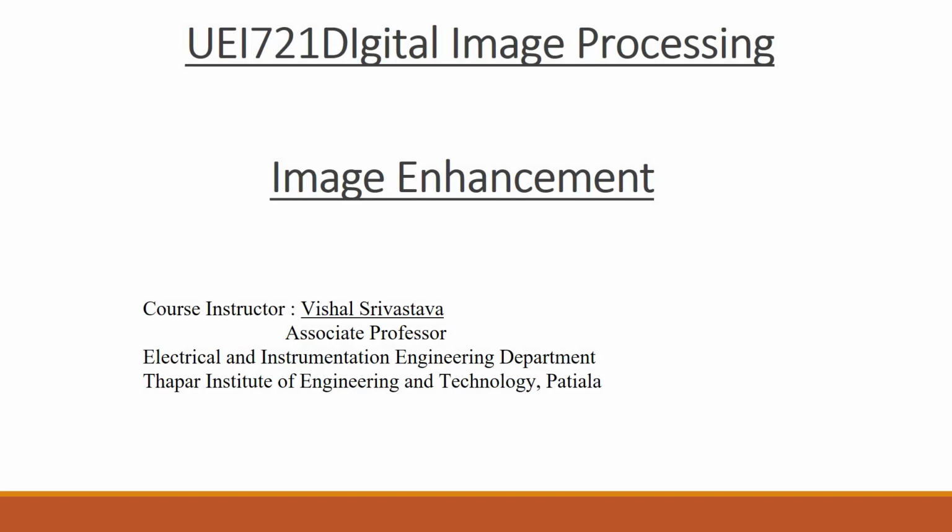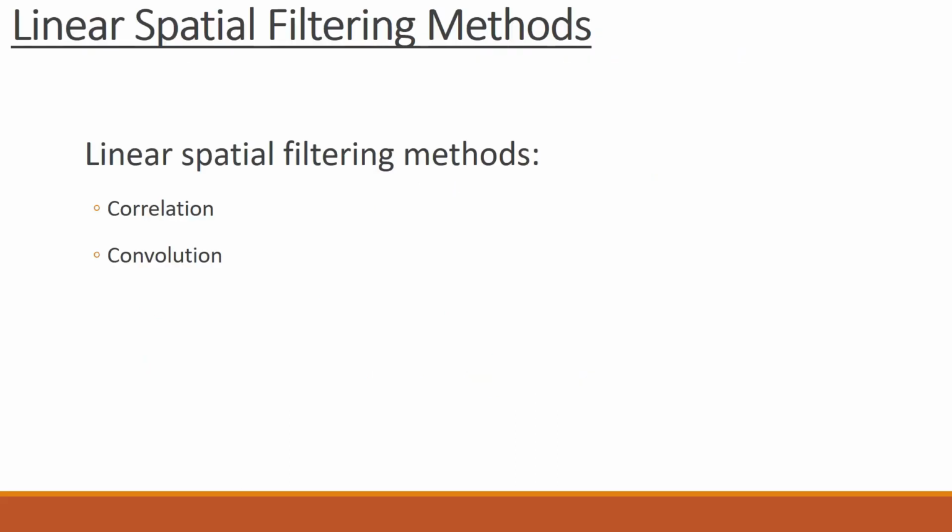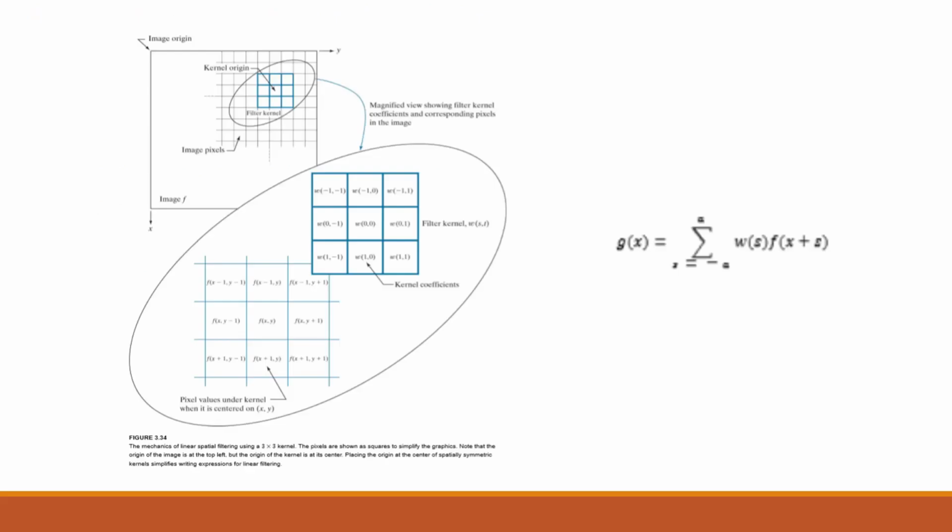So today we are going to discuss correlation and convolution. In the case of linear spatial filtering methods, we have to understand what is correlation and what is convolution. Correlation consists of moving the center of a kernel over an image and computing the sum of products at each location.